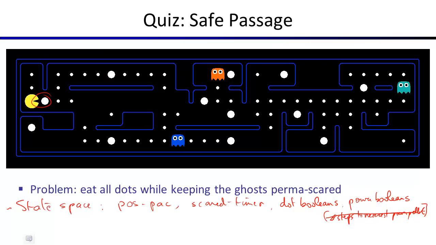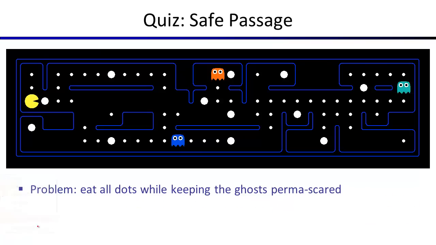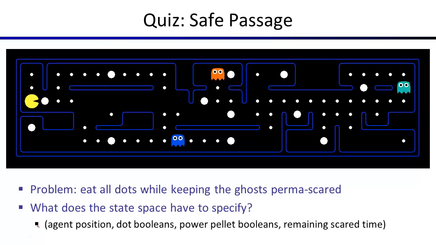So let's clear off the slide, show a typeset. So agent position, dot booleans, power pellet booleans, and the remaining scare time.